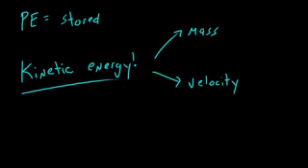Simple enough. Now, what scientists and physicists did is they said, you know what? Since kinetic energy is pretty much dependent on different things than potential energy, we probably need to use a new formula. So the formula that they came up with for kinetic energy is this: 1/2 times the mass of the object times its velocity, how fast it is going, squared.